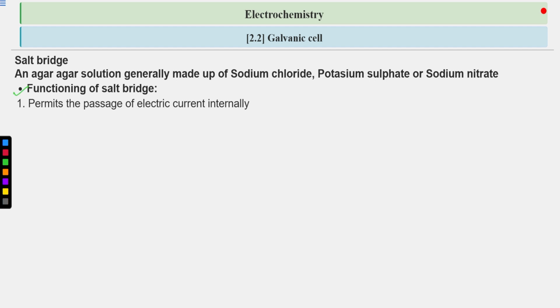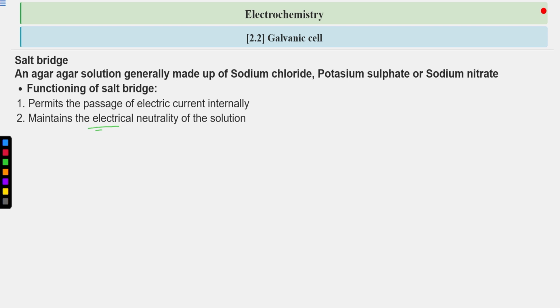Now, what is the functioning of the salt bridge? How does the salt bridge function in a cell? First of all, it permits the passage of electric current internally. Okay, if you talk about the circuit, there are two beakers connected with the salt bridge, and the two electrodes are connected through a wire externally, right? The current starts to flow through this wire connecting our two electrodes, but that is through the external circuit, not inside our solution. But the salt bridge permits the passage of electric current internally.